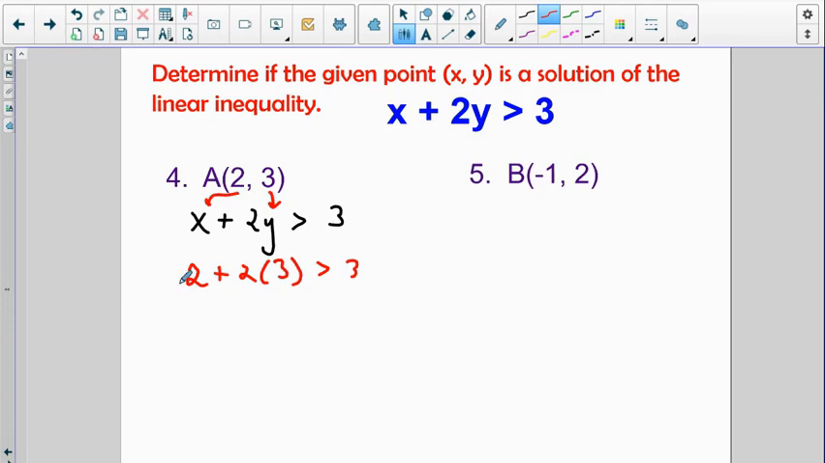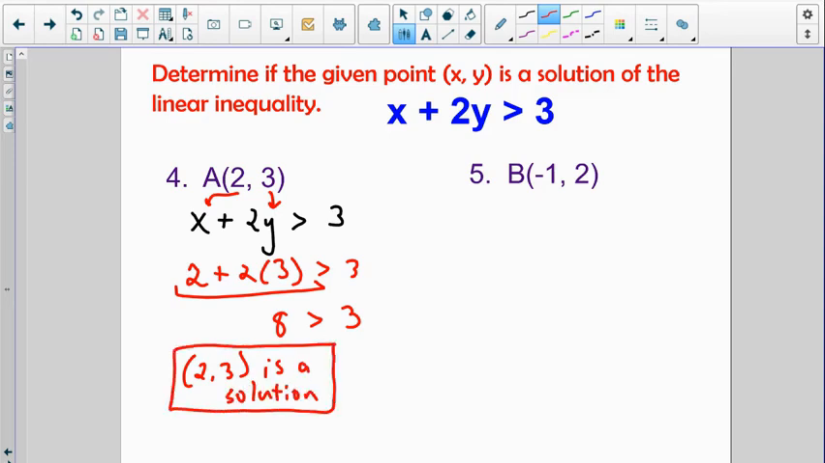And now I want to do a little math. I've got to figure out what this left side equals. 2 plus 2 times 3. Remember, our order of operations says to multiply first. So 2 times 3 is 6, and 2 plus 6 is 8. So is this a true statement? 8 is greater than 3. Yes, that is true. So we would say that 2, 3 is a solution. All right, so why don't you go ahead and pause the video and try letter B.